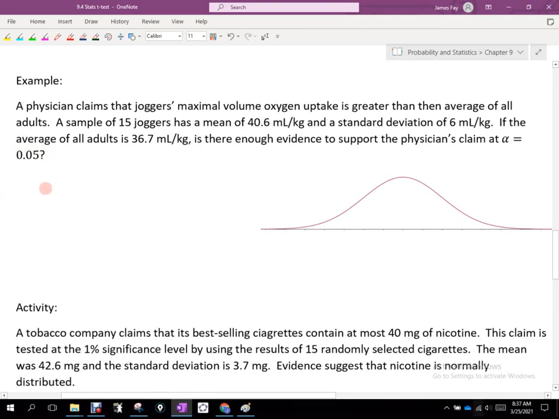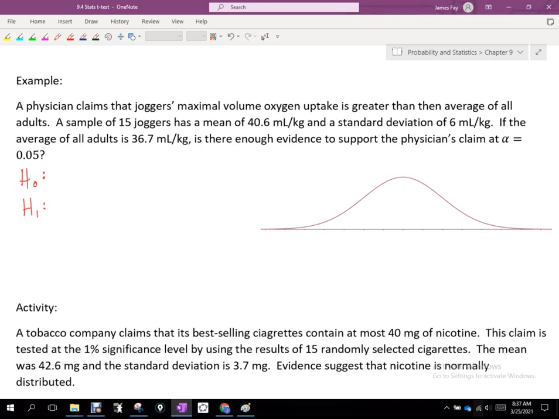So, first thing we always do is write our hypotheses. So we've got our null hypothesis and our alternative hypothesis. The scenario says the physician claims that joggers' maximal volume oxygen uptake is greater than the average of all adults. A sample of 15 joggers has a mean of 40.6 milliliters per kilogram and a standard deviation of 6 milliliters per kilogram. If the average of all adults is 36.7 milliliters per kilogram, is there enough evidence to support the physician's claim at 5%?